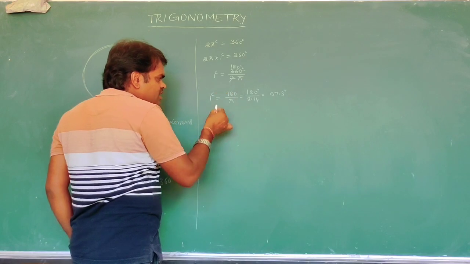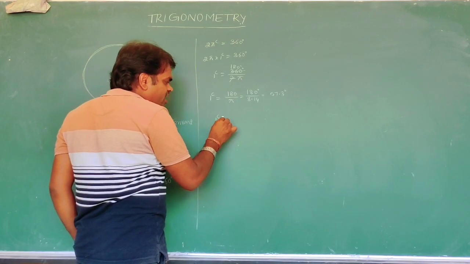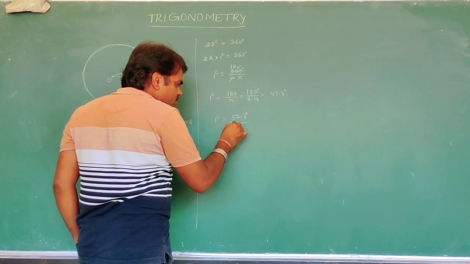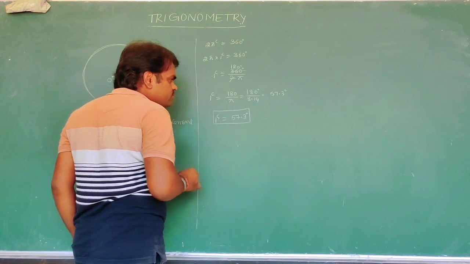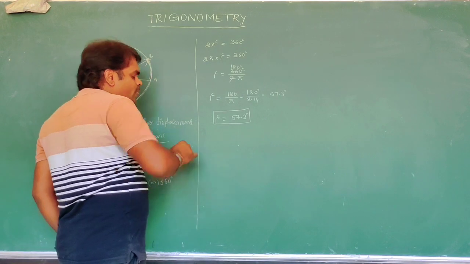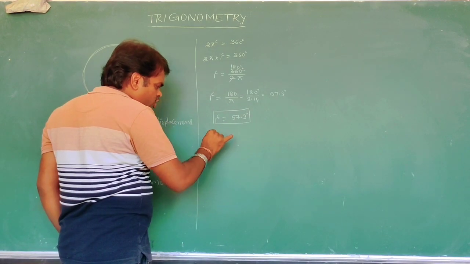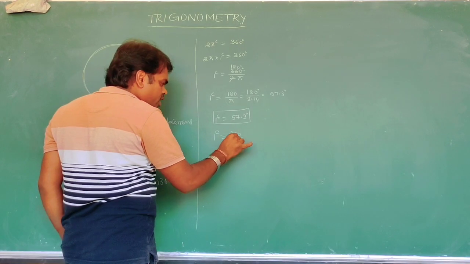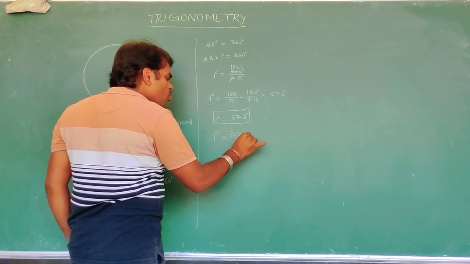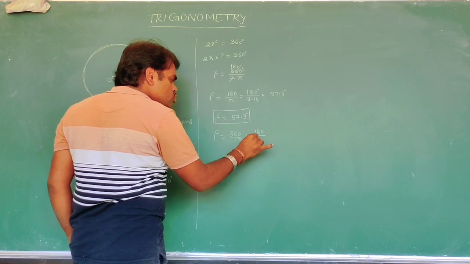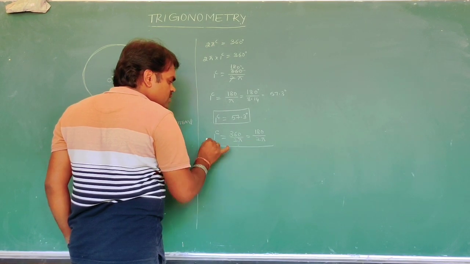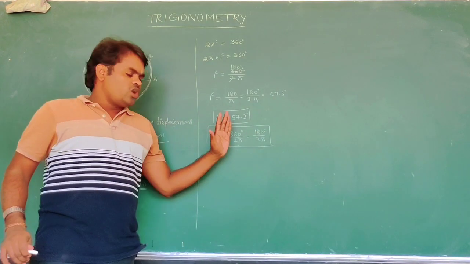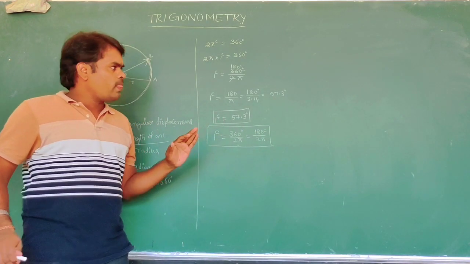That means the radian is converted to degree. We can use this: 1 radian is equal to 57.3 degrees. Now the radian is converted into degree. 1 radian is equal to 360 by 2 pi or 180 by pi. This is used for conversion of radian to degree.